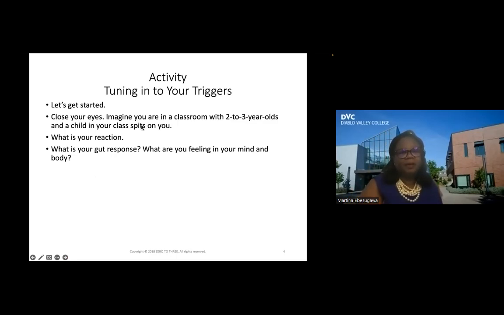Let's read some more. Rejected. Yes. Again, how are you feeling in your mind and in your body? Shocked, puzzled, germy. Yeah, these are all different things that we could be feeling. And then what would you say or do next? What would you say to the child or do next?